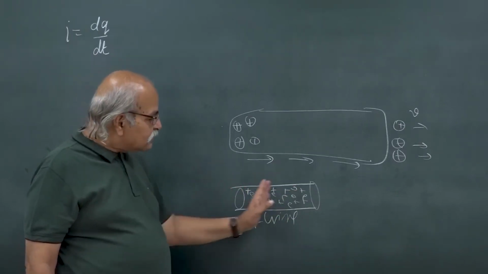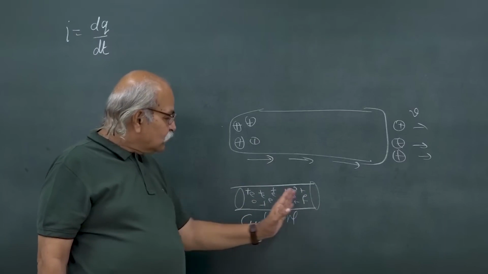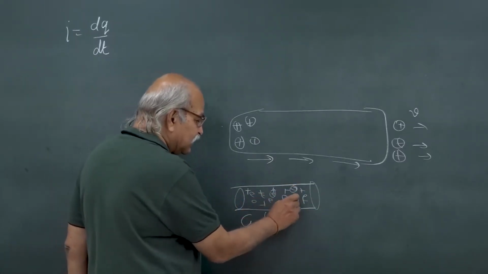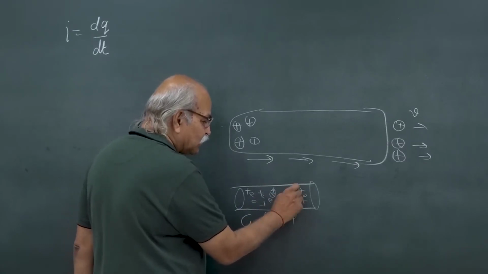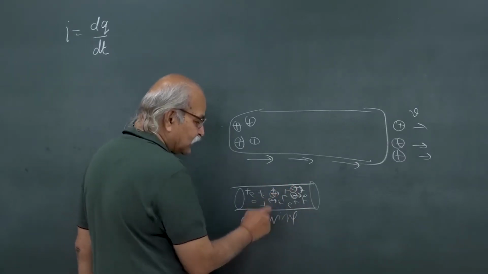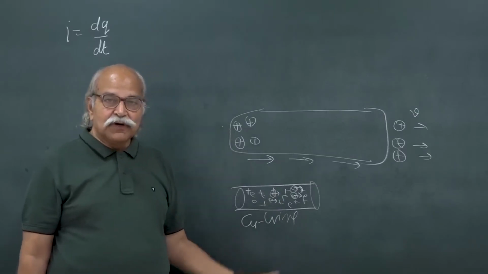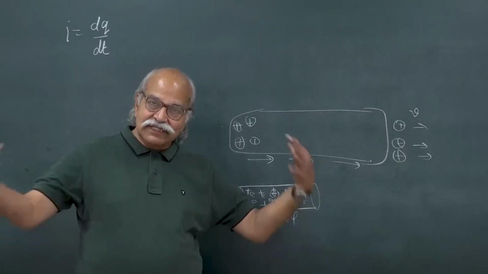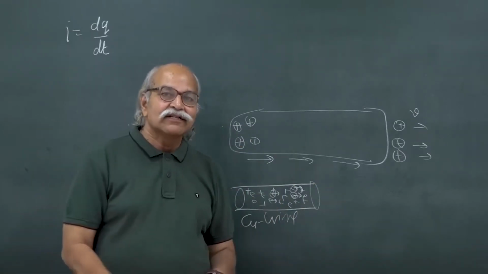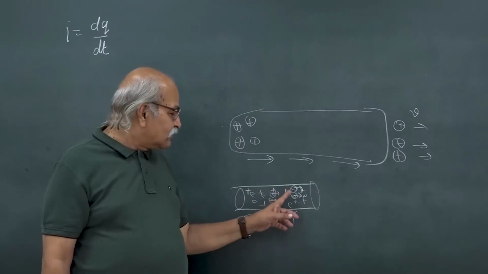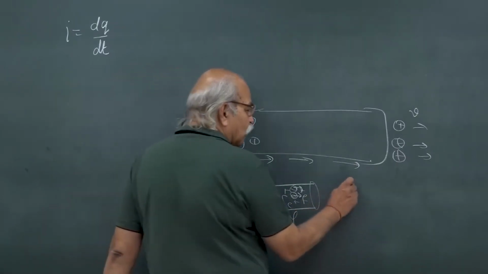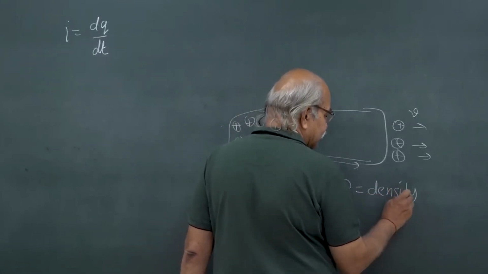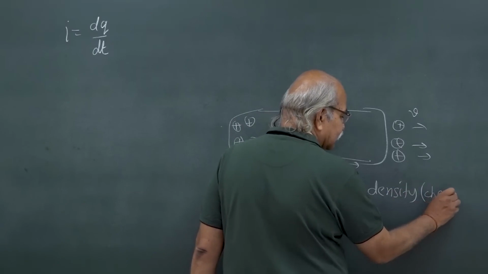But if you apply some electric field, if you connect it to some battery, then only these free electrons start moving, okay. So for discussing current, we can ignore all other things. Although the positive charge is there and the inner electrons are there, we only look at the free electrons. So if rho is the charge density, not mass density, charge per unit volume.